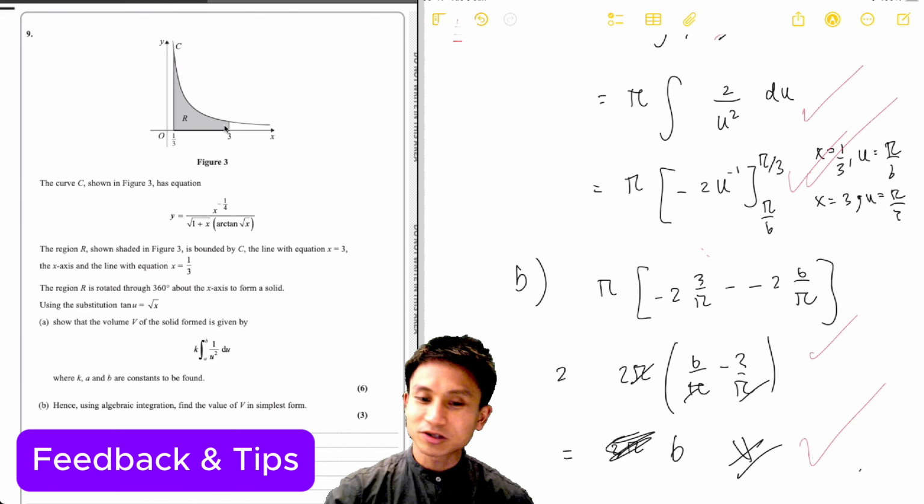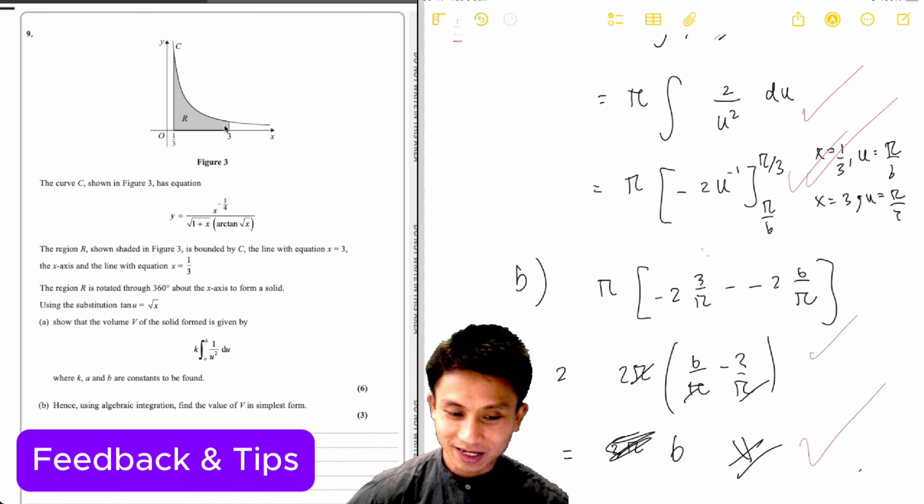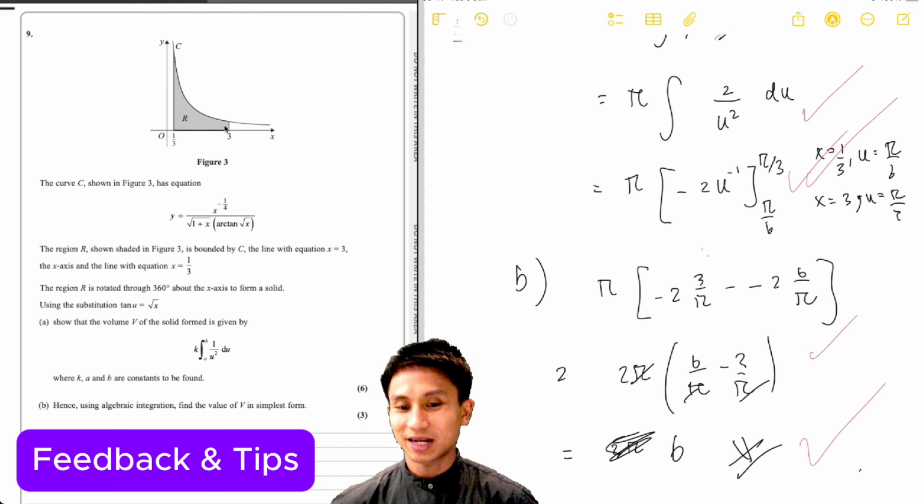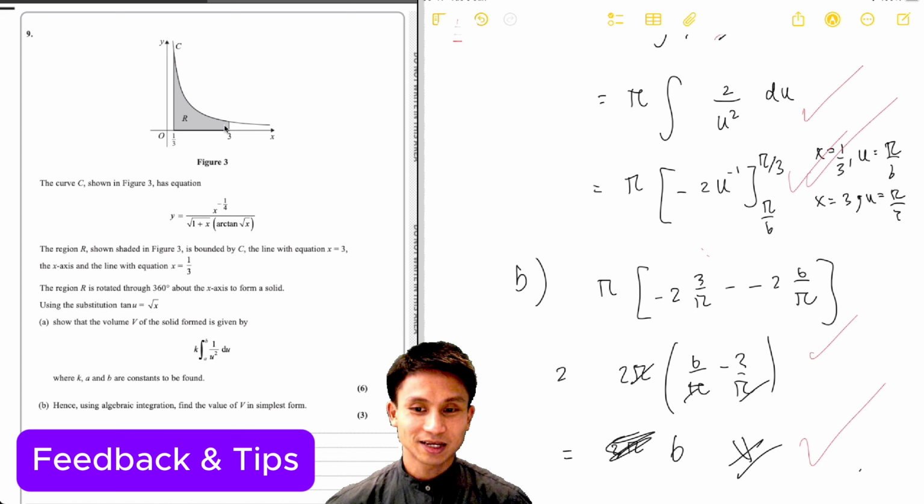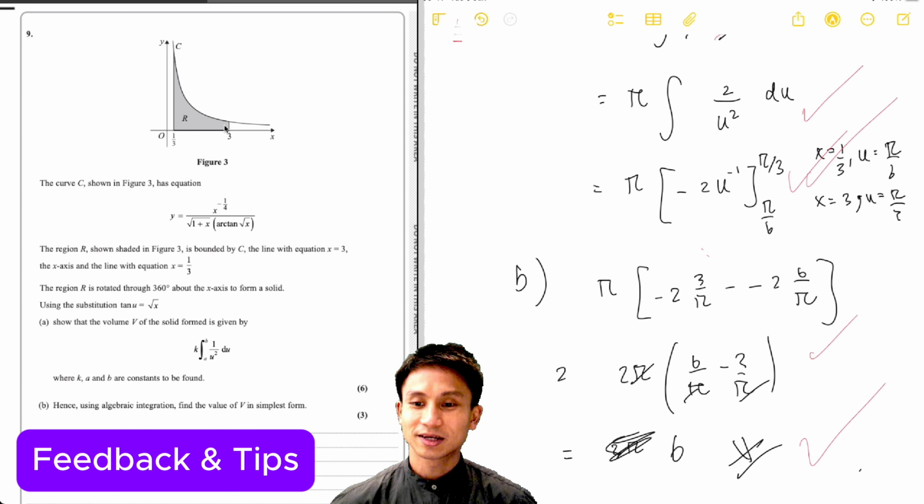And then B was like the last minute, actually. So I substituted the bounds in. I got the answer to be 6 in the simplest form. So that was all fine.